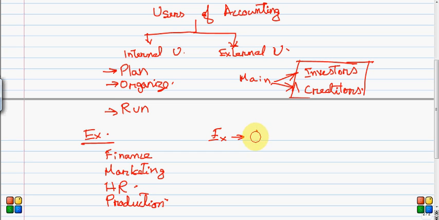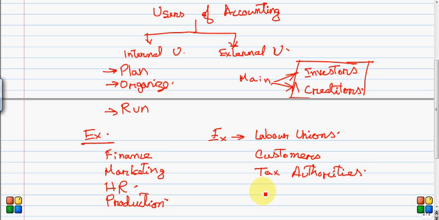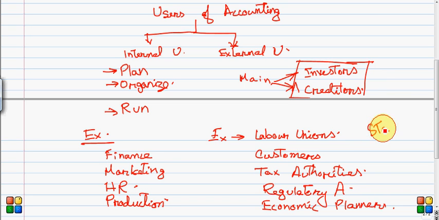And there are also other examples. Other examples can be labor unions, customers, tax authorities, regulatory agencies, and economic planners. They can also be called the stakeholders. Stakeholders are people who have certain interests in the company.